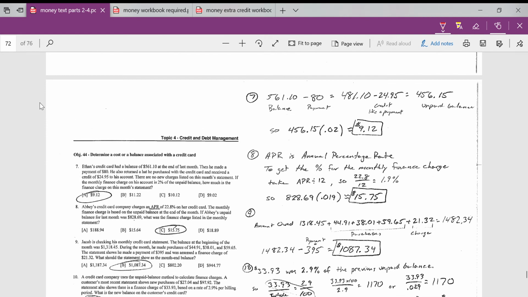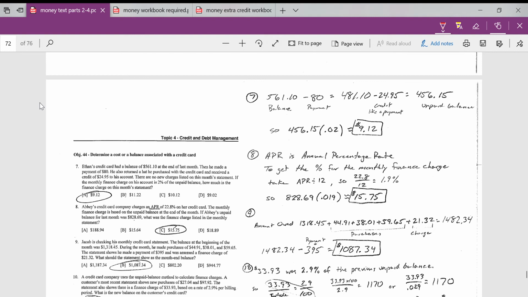for Objective 44. Objective 44 is determine a cost or a balance associated with a credit card. So this is kind of a good objective for real life, kind of looking at how credit card payments work and how things can add up and things like that. So let's take a look here. There's kind of a lot of reading involved in here, and the biggest part of these problems is probably just keeping track of what's going on. I don't think there's a lot of hard math involved, but you have to keep track of things.